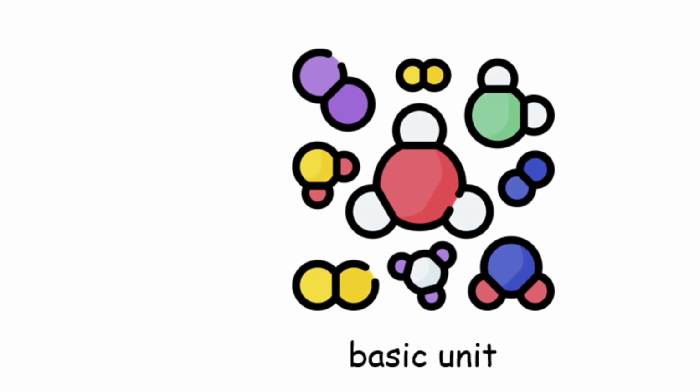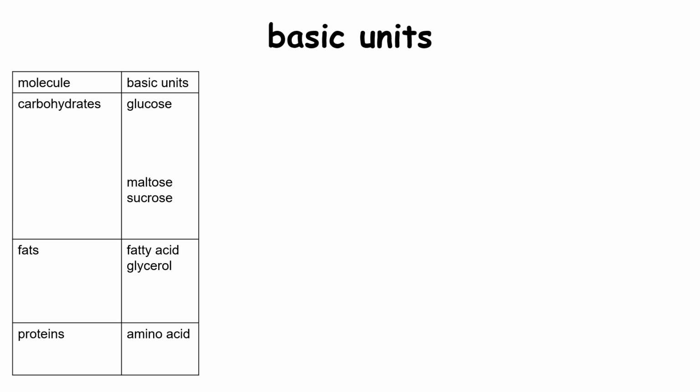Here's the list of basic units found in their respective biological molecules. The most commonly seen basic unit of carbohydrate is glucose, and two molecules of glucose will make up maltose, while glucose and another basic molecule will bond to form sucrose. Fats are made up of fatty acids and glycerol, while proteins are chains of amino acids.